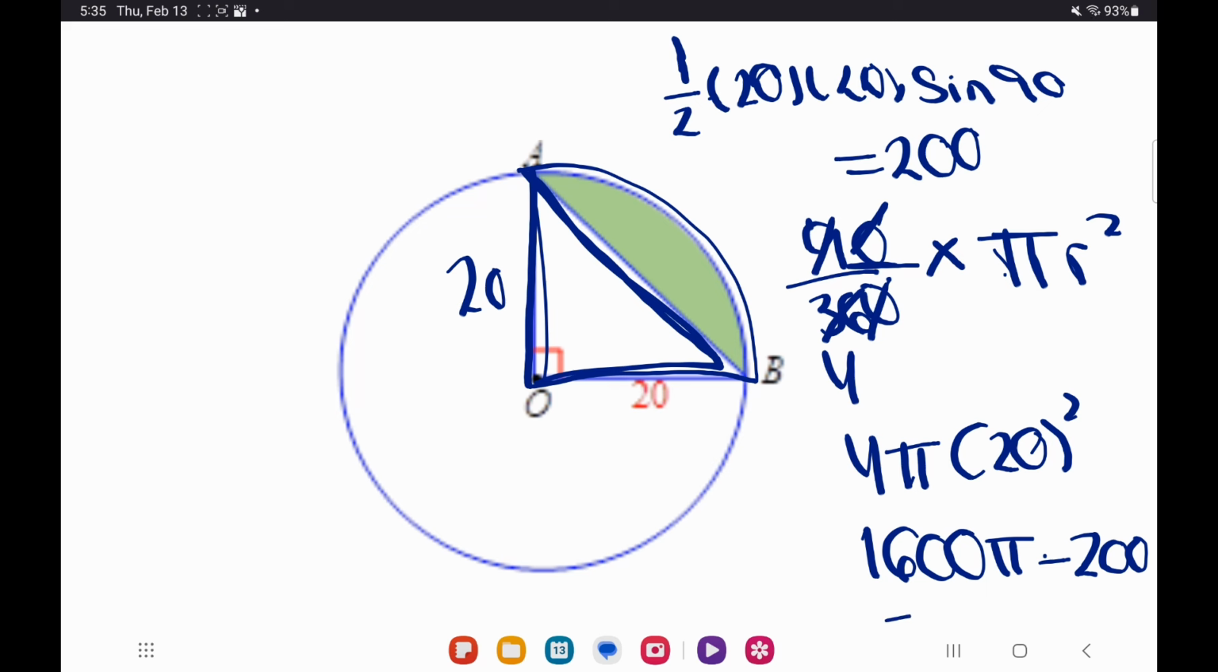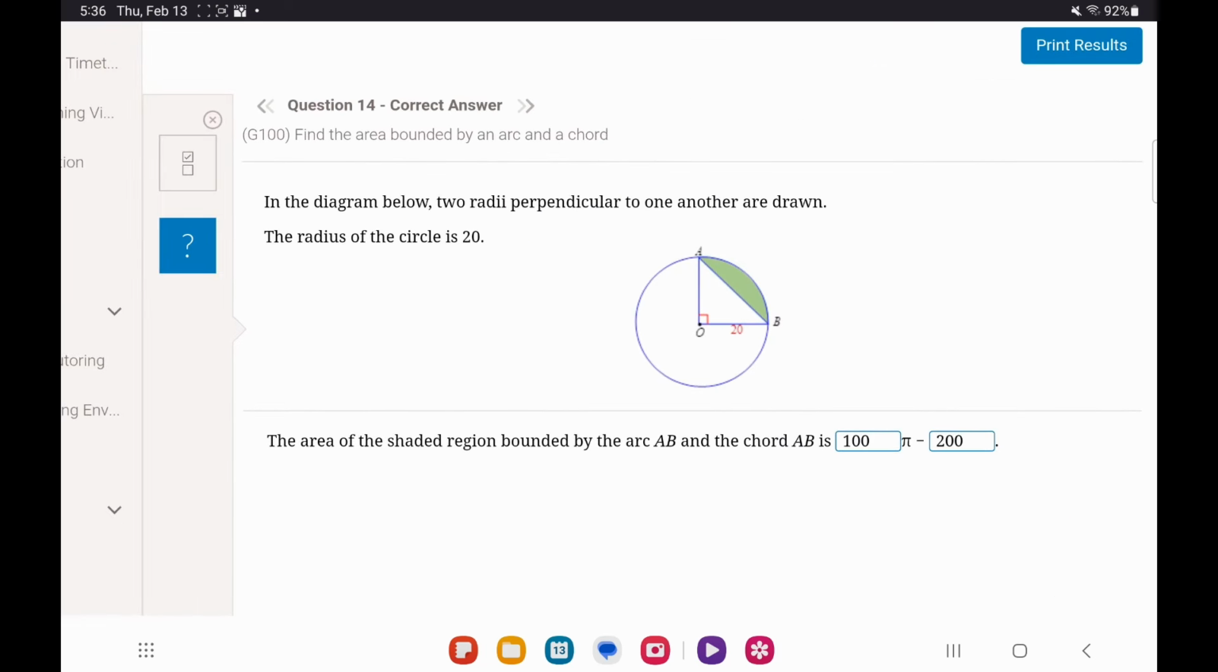Sorry, I did a calculation error with the area of a sector. I don't know how I got 1600, but it's 100 pi. So 100 pi minus 200, and they asked you to keep it like that. So the answer is 100 pi minus 200.